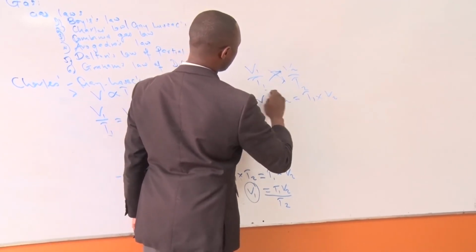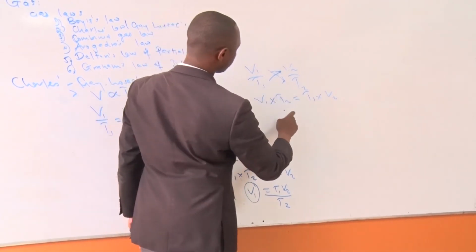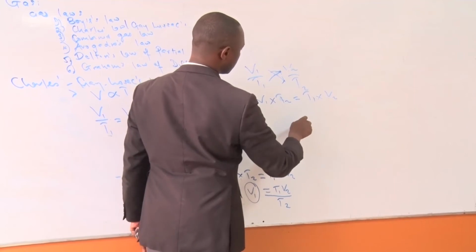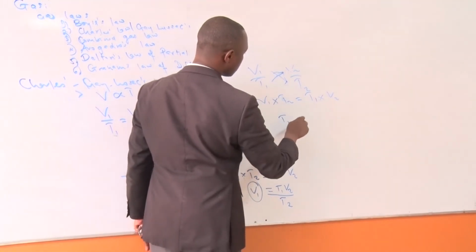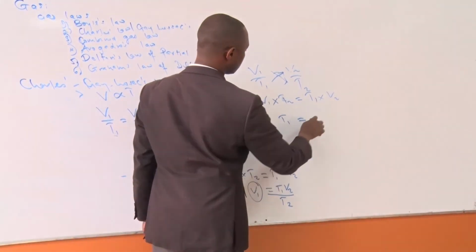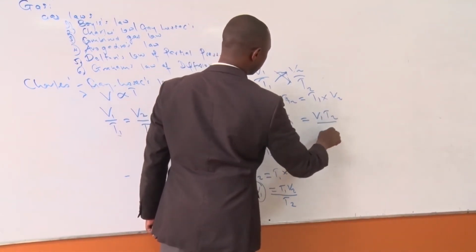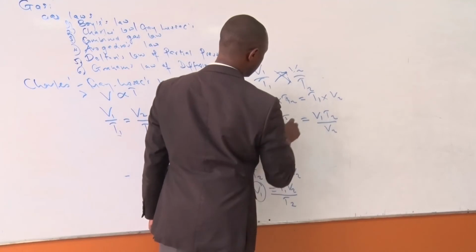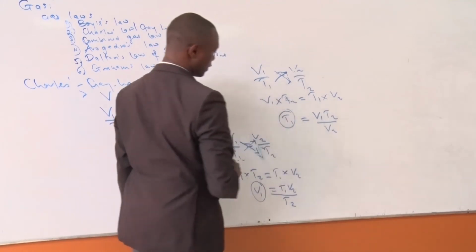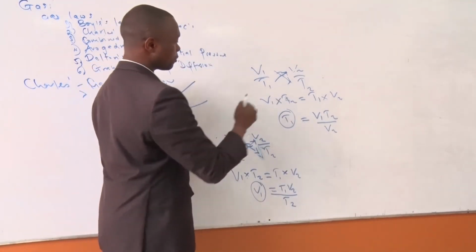Okay, let's look for T1. T1 is on this side. So we say that T1 is equal to V1 T2 over V2. That is how we get the value of T1, that's temperature 1.